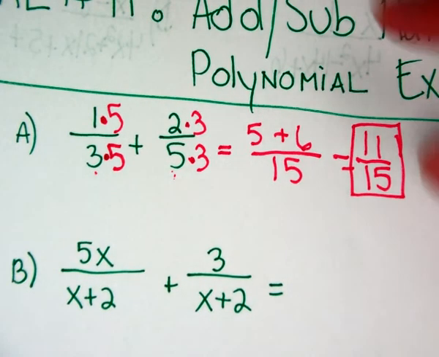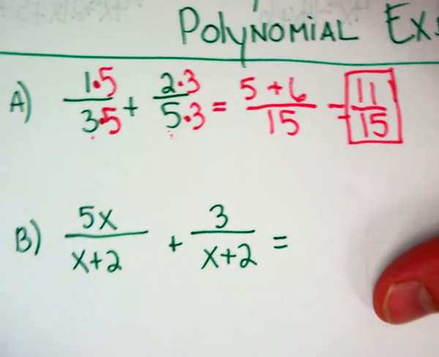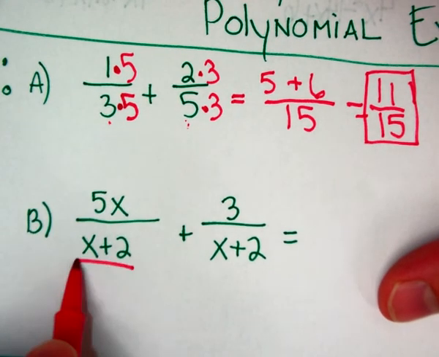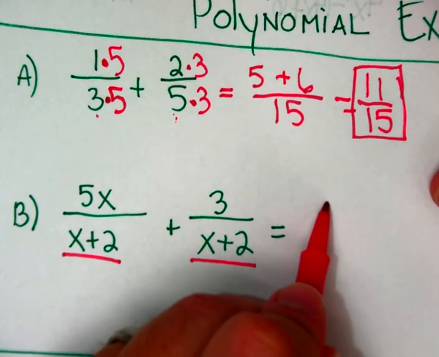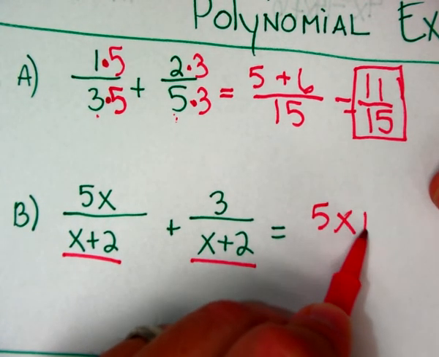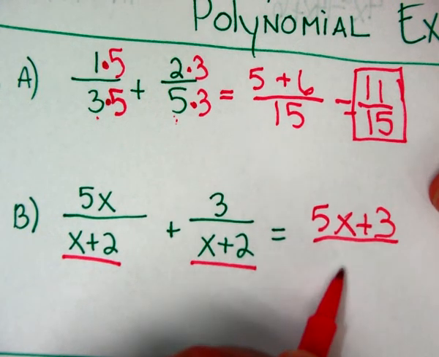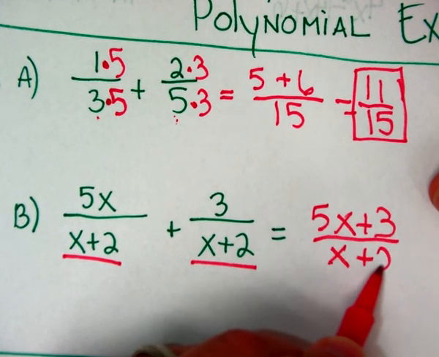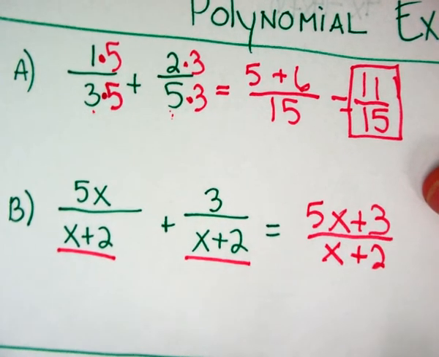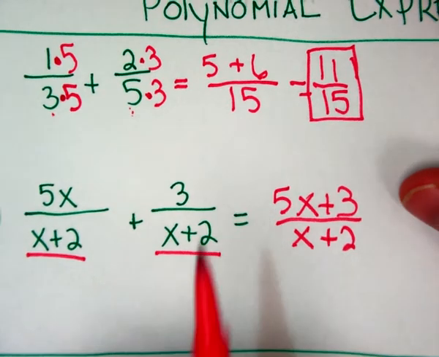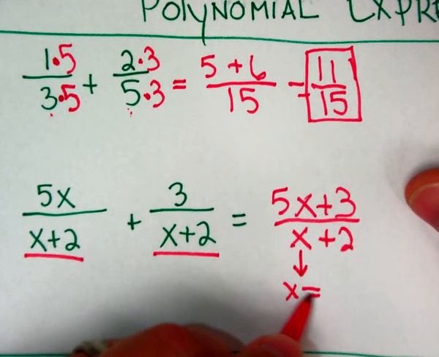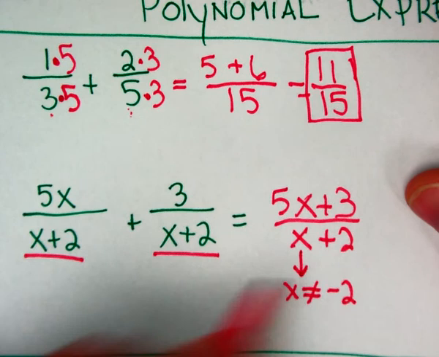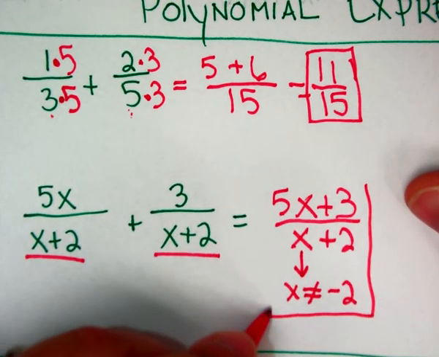When we look at letter B, we notice in this example that the denominators are already the same. And because they're the same, there's no work to be done to try to get them to be the same. So now we just add them together and we get 5x plus 3 over x plus 2. But let's not forget, because we're talking about rational expressions, we have to talk about possible domain restrictions, which means in this case that x cannot equal negative 2 when we solve it. And this will be our complete answer here.